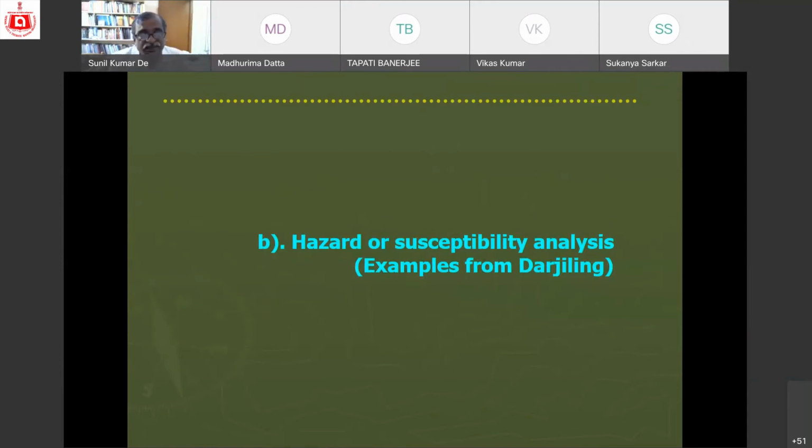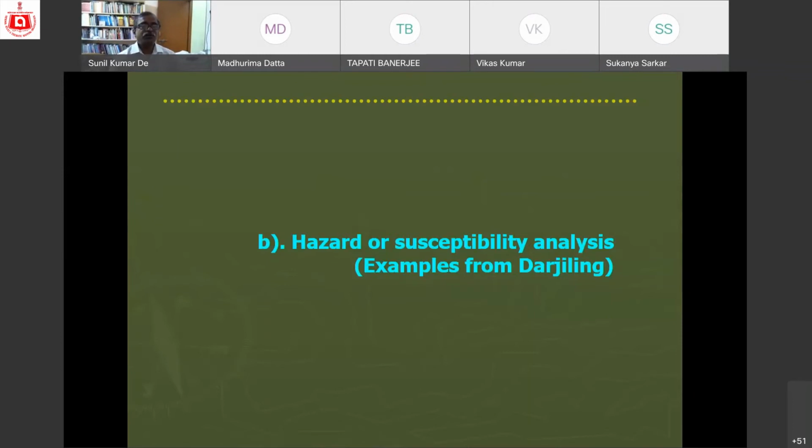This is the most popular way of analyzing landslides, because if we propose to the government, how can they take measures for stabilizing these areas? So these are the hazard and susceptibility analysis. This is the most popular way since 1971 in the world. And since 1991, India has also initiated different types of quantitative techniques of both hazard and susceptibility.